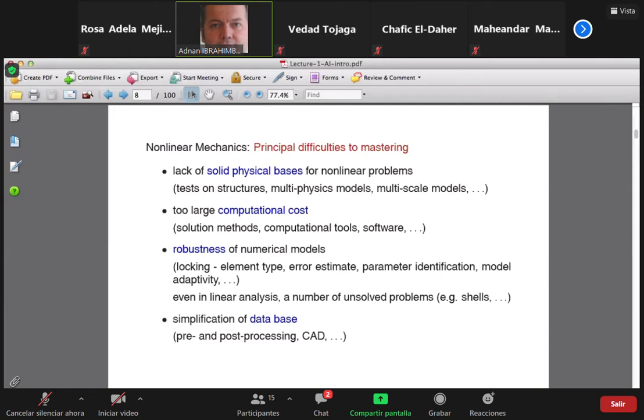In other words, there's a question of locking, that is, the inability of our elements to represent some kind of phenomenon that we are interested in. There's a question of estimating the error in this computation. There's identifying the parameter. There's adapting the model. All these type of domains are current research interests. Then even in linear analysis, if you look into the elements like shells, it is not easy to provide because you have all kinds of difficulties like locking and so on and so forth.